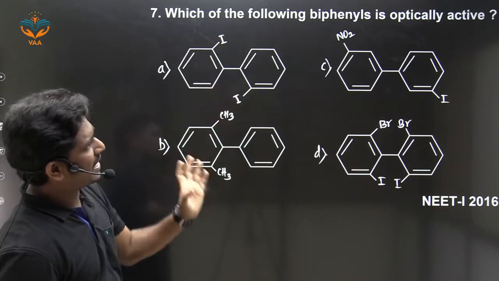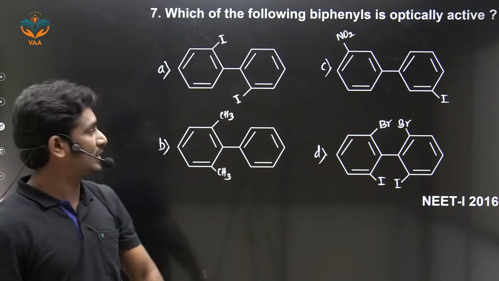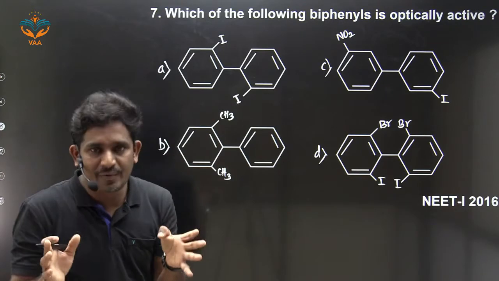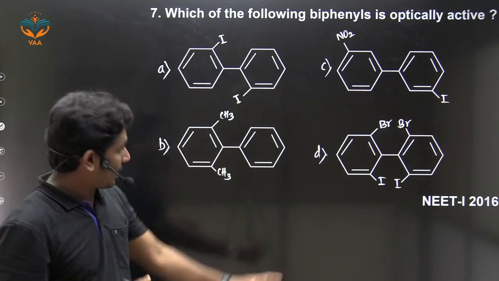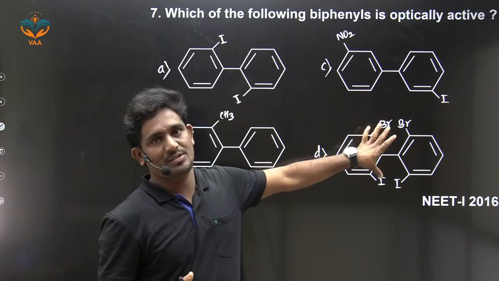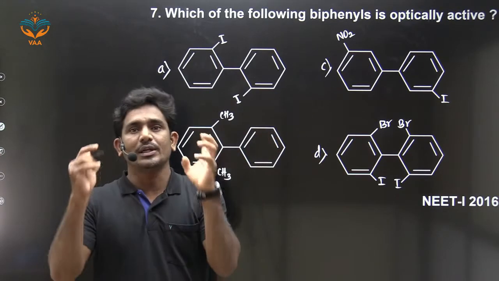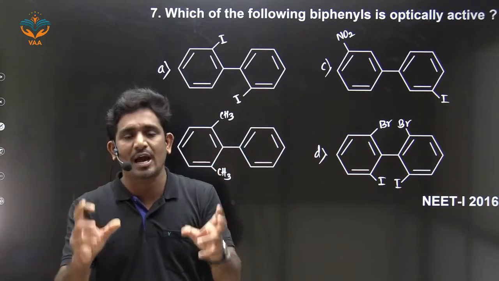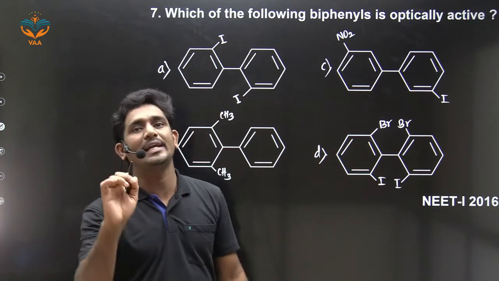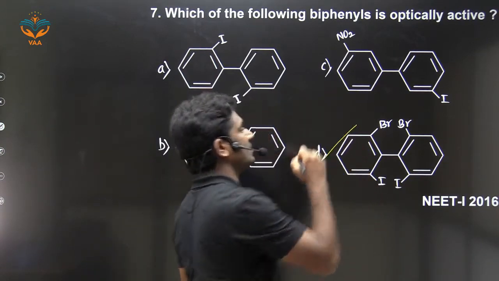Next one. Which of the following biphenyls is optically active? What is the condition for optical activity of these biphenyls? In these biphenyls, the two substituents on a particular benzene ring must be present at ortho positions. The two benzene rings must have different substituents at ortho positions. Then only it will exhibit optical activity. Answer is D.